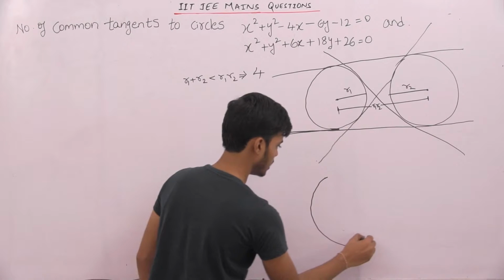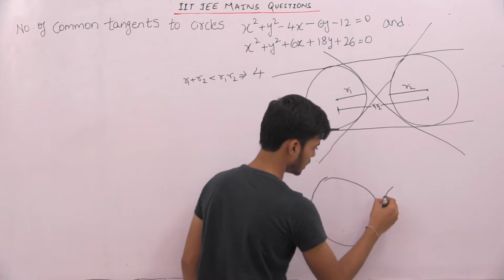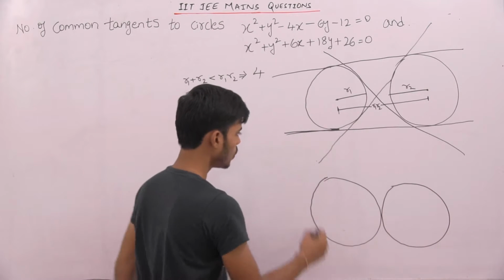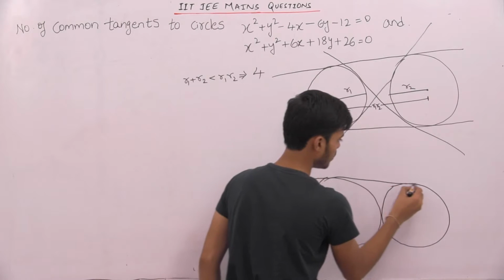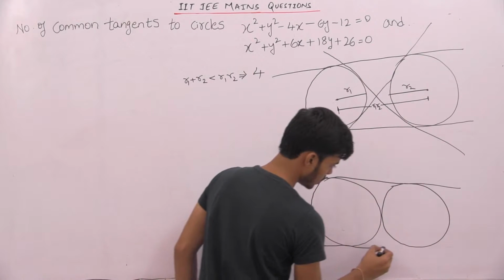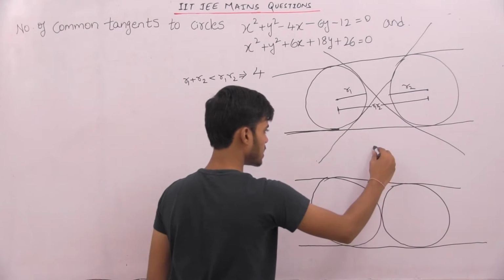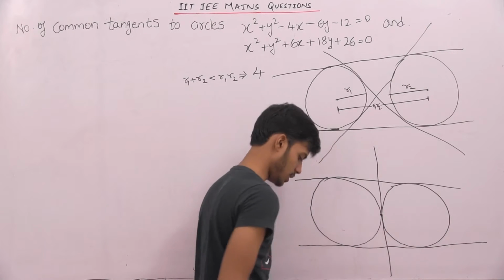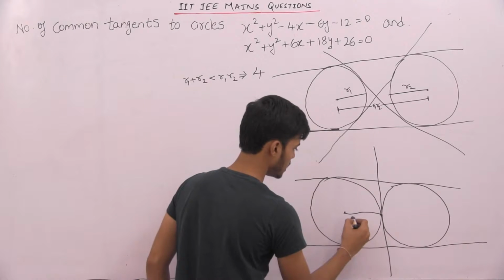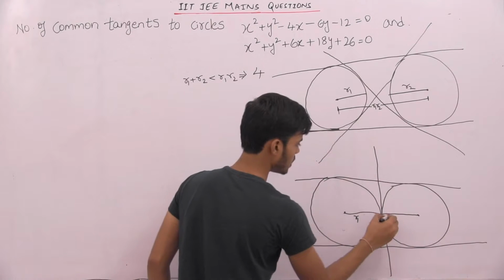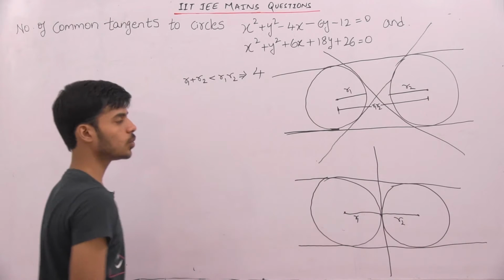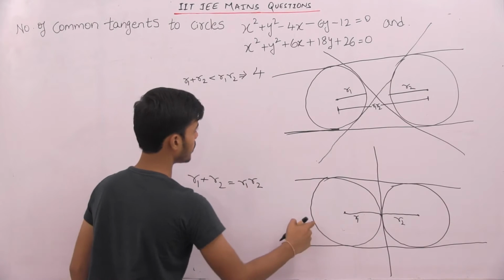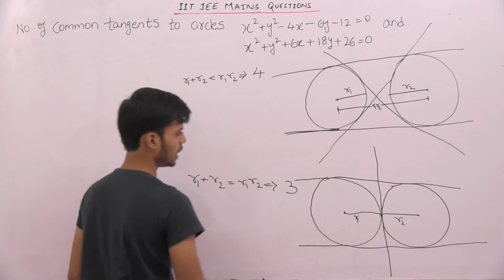Let's consider another situation where the circles touch each other externally. So these remain the same, 1, 2, but in this case we have only one more touching these two circles. So this is r1, this is r2, and C1C2 is equal to r1 plus r2. Then we have only 3 common tangents.